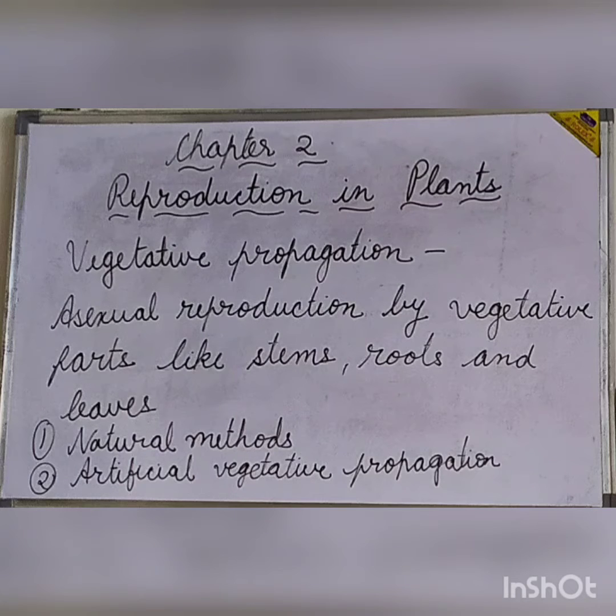Good morning, students. Today we are going to continue with our chapter number 2, reproduction in plants. Till now we have done the different types of asexual reproduction methods like binary fission, budding, fragmentation, spore formation. Today we are going to study vegetative propagation.